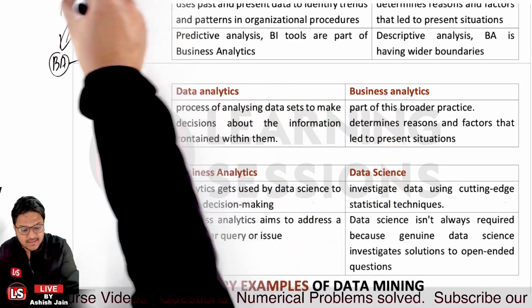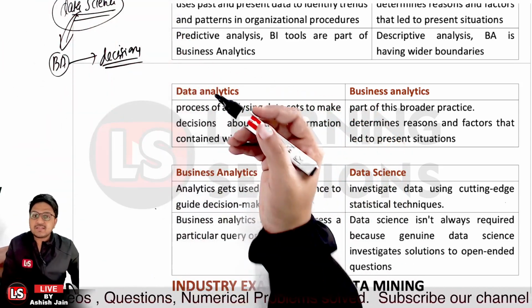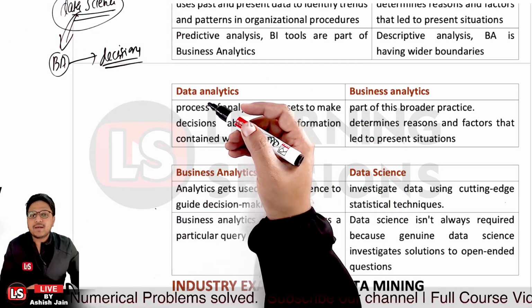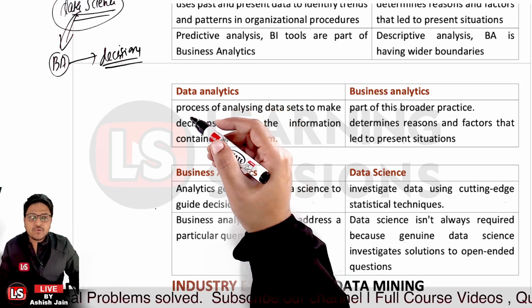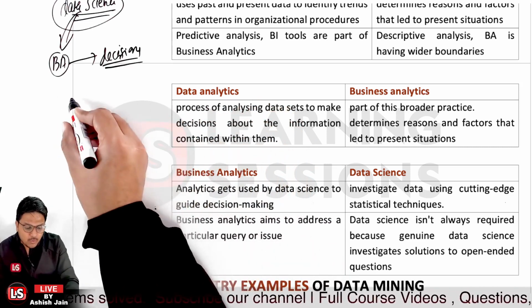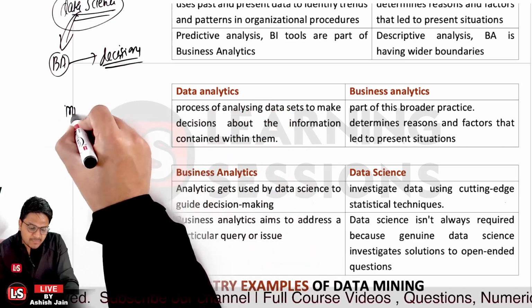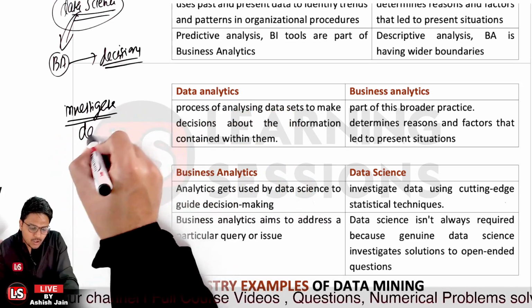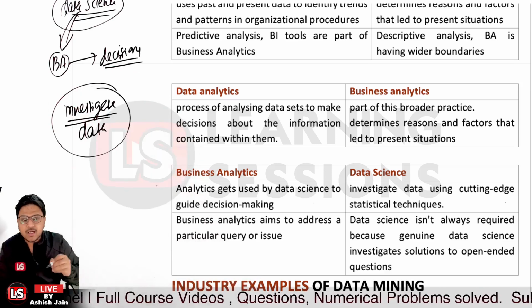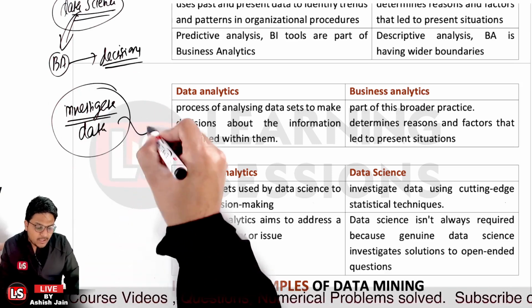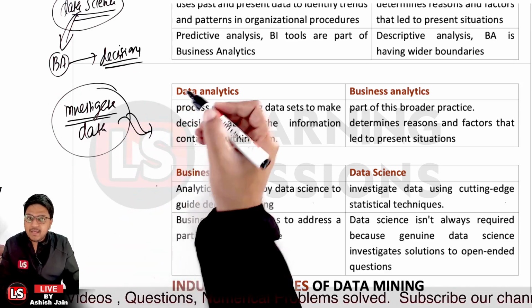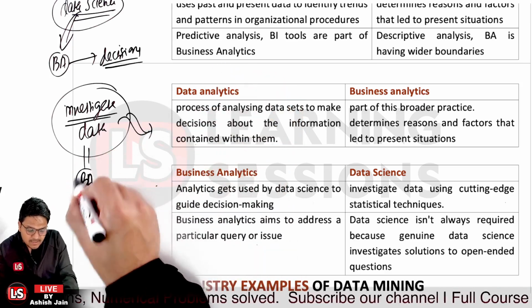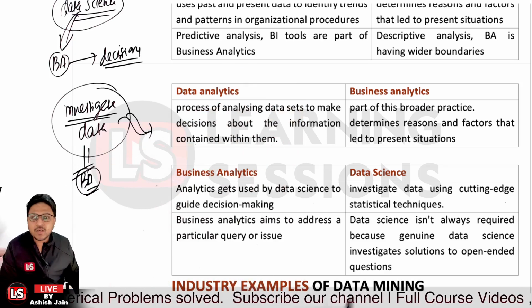If we compare data science and business analytics, business analytics is a tool used by the data scientist to make a decision, right? Data science is a broader aspect, where you want to investigate the overall data so that you can make decisions based on it. For that purpose, you are using business analytics. That's the main part.